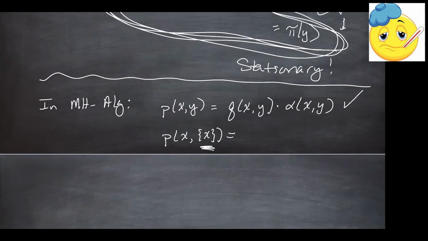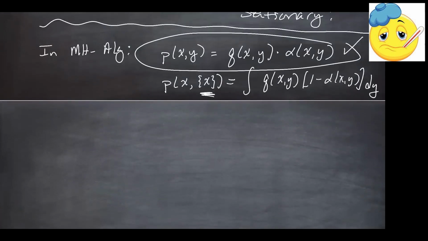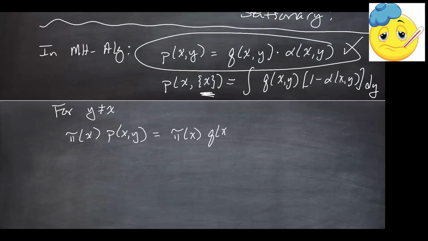So if you wanted to write down the second one, you would have to say, I'm leaving room for an integral. I'm going to choose a y, and then I'm going to fail to accept it. And I'm going to run that over all y's that I could have chosen and failed to accept. But this is really the interesting one. So check this out. The pi of x, pxy, is equal to pi of x times q of xy times alpha of xy.